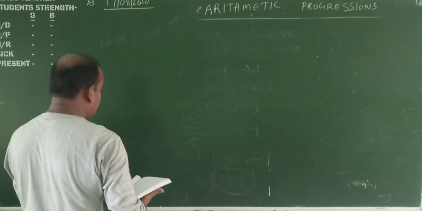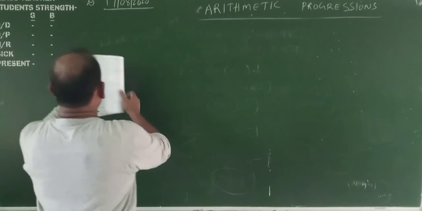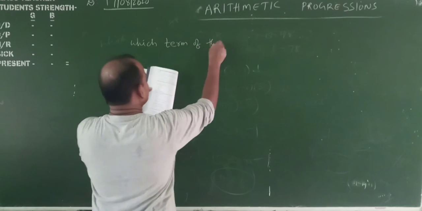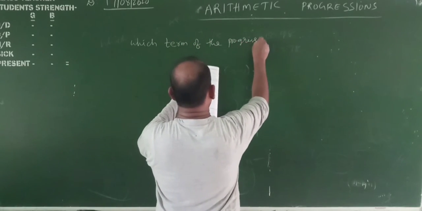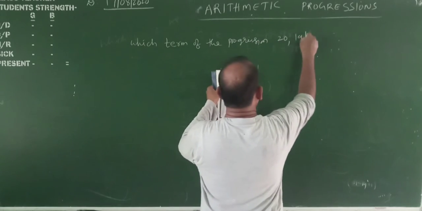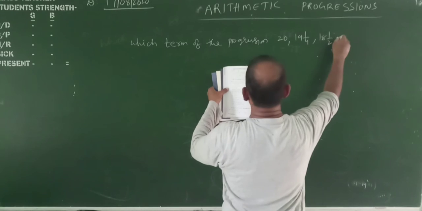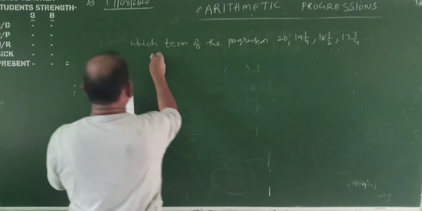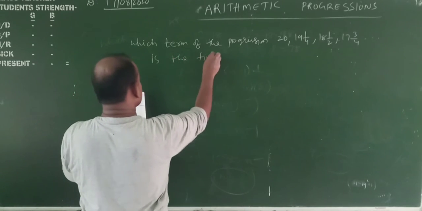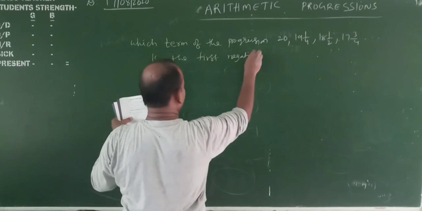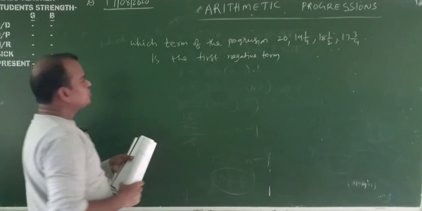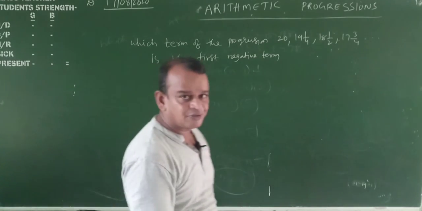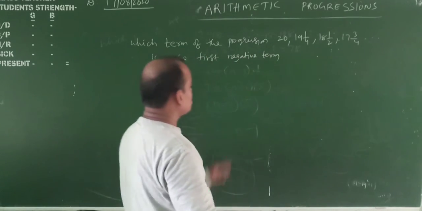What is the question? Which term of the progression 20, 19 1 by 4, 18 1 by 2, 17 3 by 4 is the first negative term? Negative term means less than 0. Which term of the progression is the first negative term? It means the nth term is negative. How do we find this first negative term?